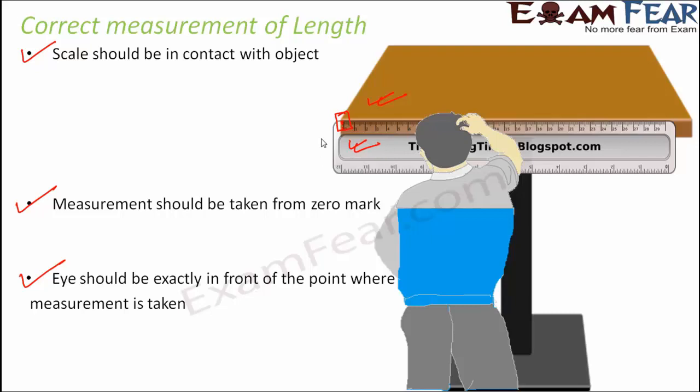Now many times it happens that the scale is broken from one end. If the scale is broken from here, then it might become difficult to start the measurement from the 0 mark. Maybe the 0 mark portion is broken. In that case, if you are starting from 1 here or say 2 here, then whatever measurement you get here, you have to compensate for this from that side. Let's say you have started from 2 and here the measurement comes out to be whatever, 29 or 30.